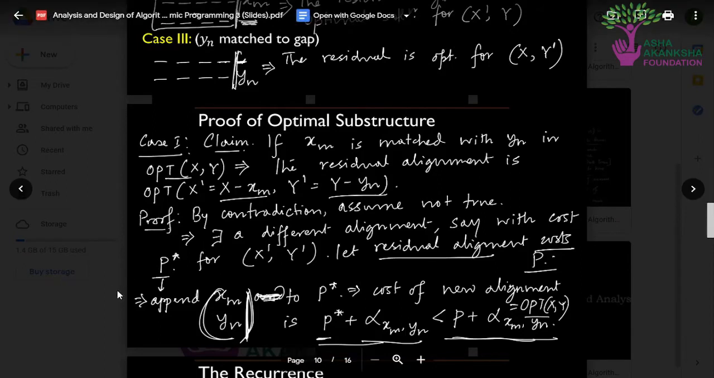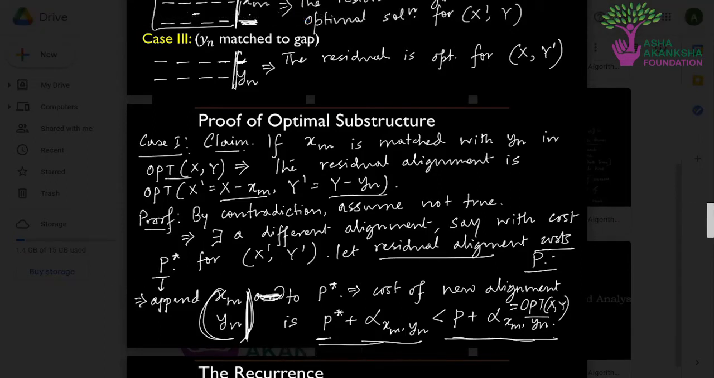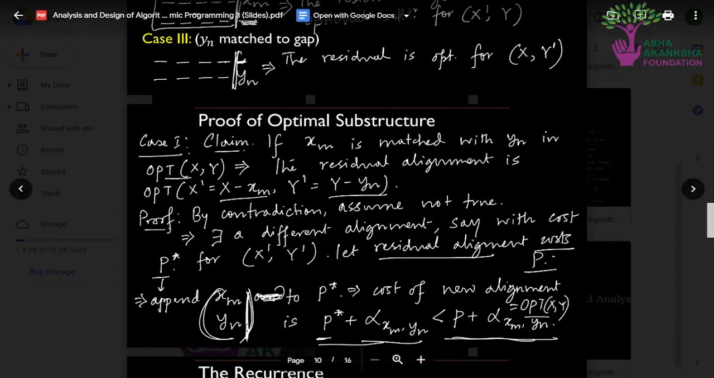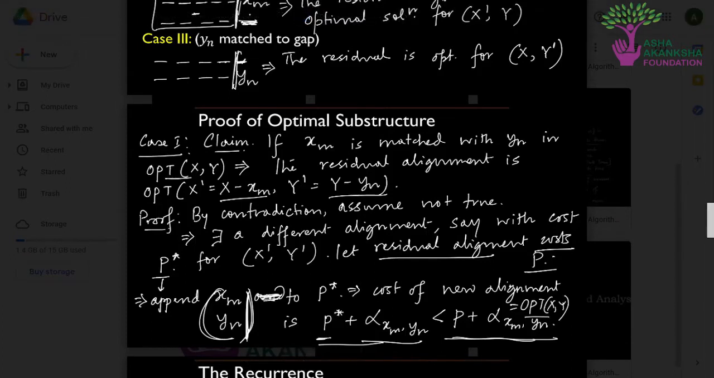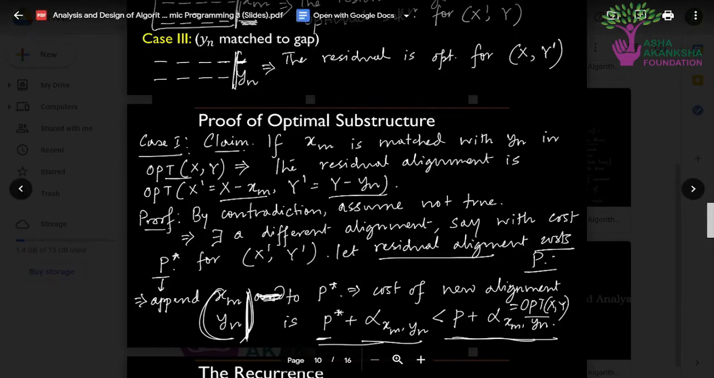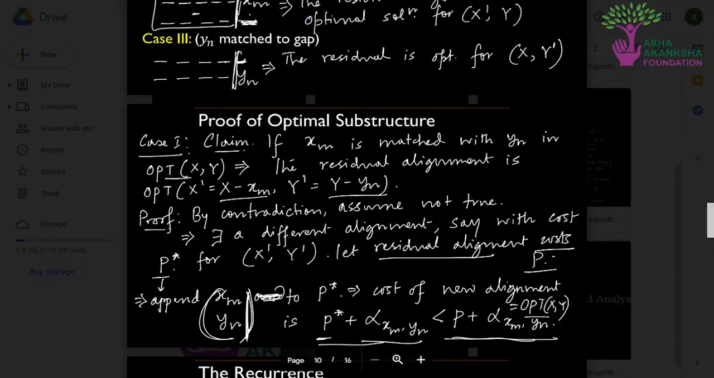Now suppose this is the optimal alignment. Now we append just xm and yn in front of this alignment, whichever it is. So what is the cost of the new alignment? Originally the cost was p star. Now it is p star plus alpha xm yn.